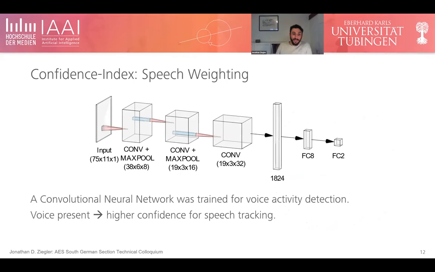The next weighting index that I'd like to introduce was the speech weighting. This was an experiment to see if we can use a small convolutional neural network to predict voice activity. So we fed this network with Mel scale spectrograms of the current time step, and the network output a probability that this time step contains speech.